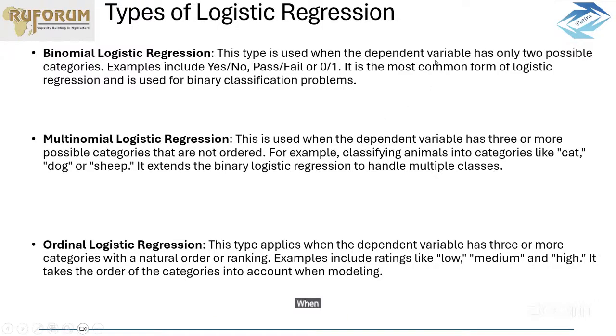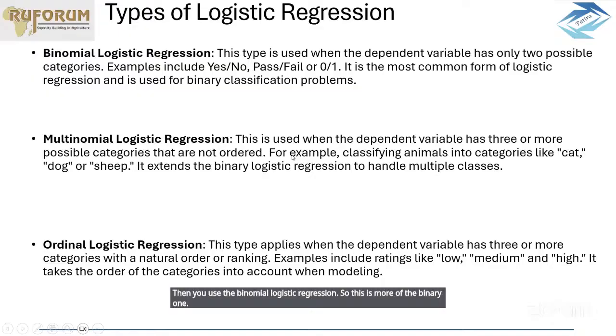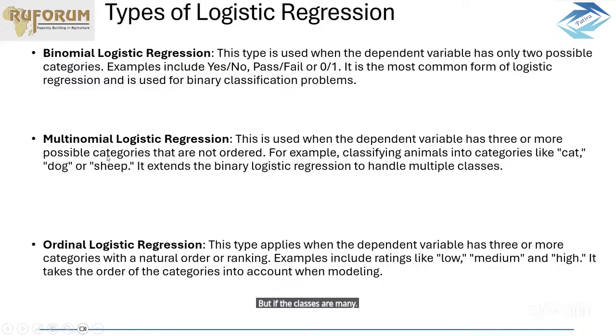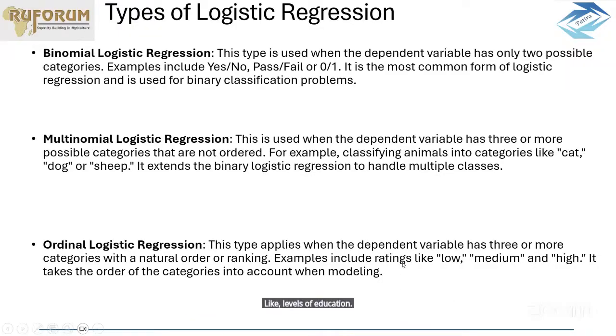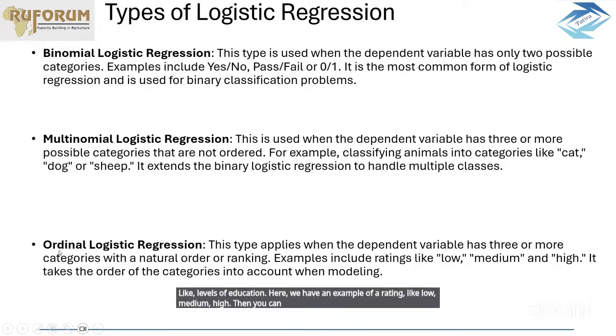When you have your outcome, like our yield, which has only 2 possible categories, then you use the binomial logistic regression. So this is more of the binary one. But if the classes are many, you can use multinomial logistic regression. We can run these as well. And if those many classes are ordered by a certain nature, like levels of education, here we have an example of a rating like low, medium, high, then you can choose to use what we call the ordinal logistic regression.